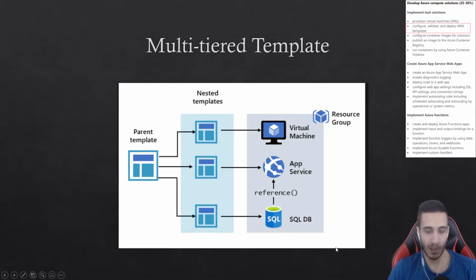In this example, I'm creating a virtual machine, an app service, and a SQL database in a specific resource group. Now I can have all of those under the same ARM template, or I can have them under different ARM templates and have a parent template call those nested templates. Just wanted to highlight that because I saw a couple of different questions on that on the exam.